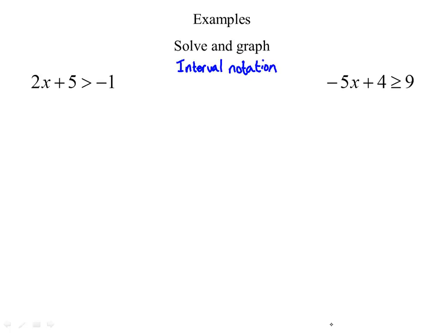And you should come up with x is greater than -3. Alright, so we're going to subtract 5 from both sides, just like before. And so we'll have 2x greater than -6. Divide both sides by 2. And so you're going to have x is greater than -3.